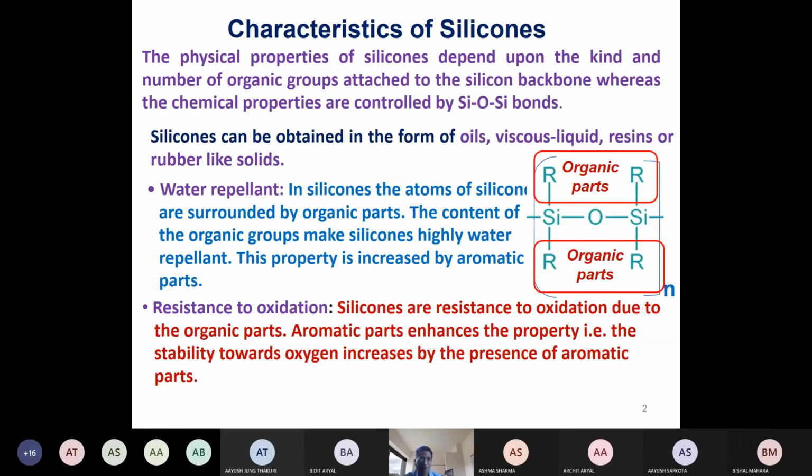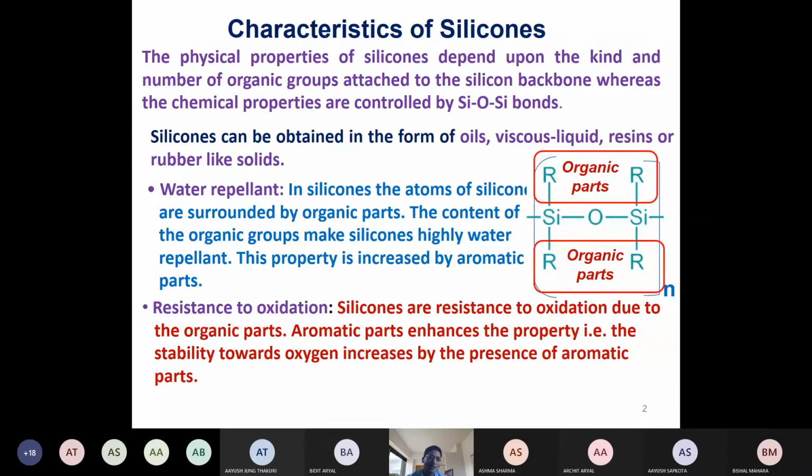Now first, what are the characteristics and applications of silicones? The physical and chemical properties of silicone depend upon the kind and number of organic groups attached to silicon, and chemical properties are controlled by the silicon-oxygen-silicon bond. Silicones can be obtained in three forms: oil form, viscous liquid, resin, or rubber-like solid.